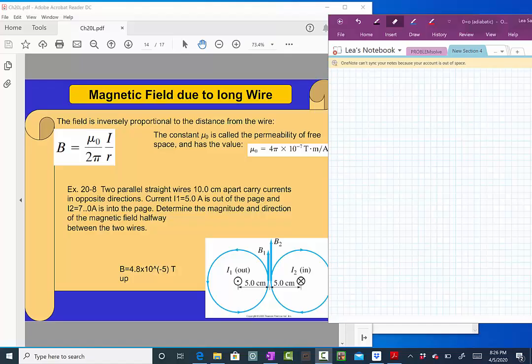Okay, so let's solve one more problem about the magnitude of the magnetic field. So what is the problem now? We have two parallel straight wires 10 centimeters apart.